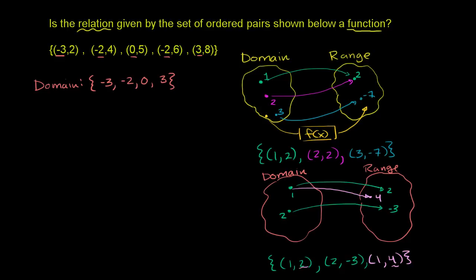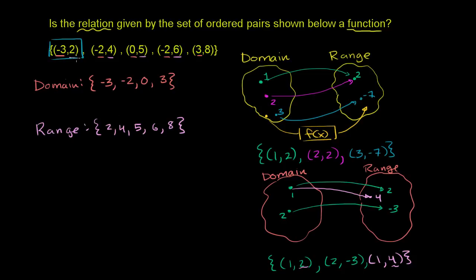Now the range here, these are the possible outputs, or the numbers that are associated with the numbers in the domain. The range includes 2, 4, 5, 6, and 8. I could have drawn this with a cloud like this, and I could have done this with a cloud like this. But here we're showing the exact numbers in the domain and the range. And now let's draw the actual associations.